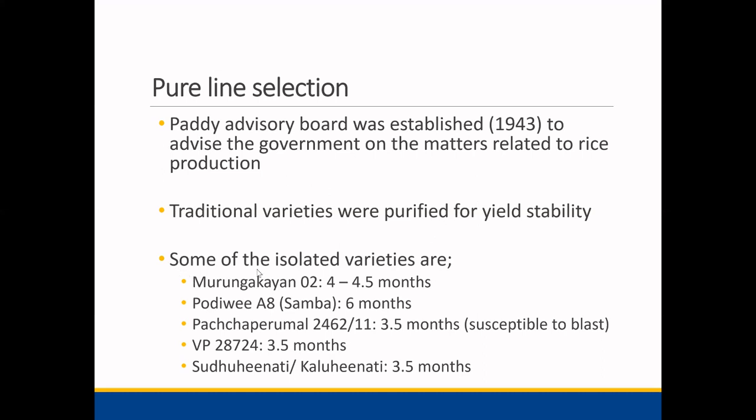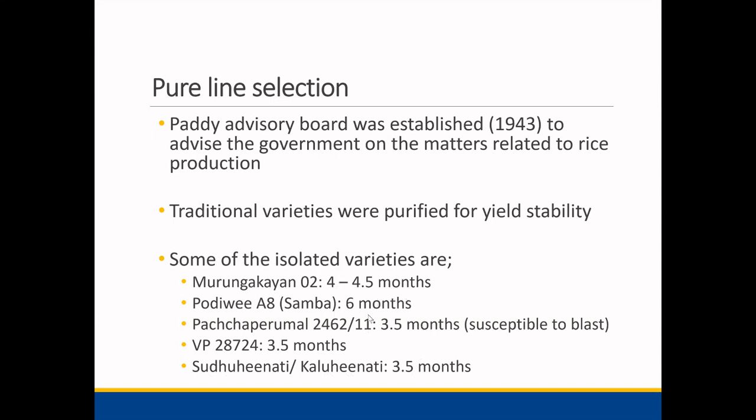So here I put some of these isolated varieties and their duration. So Murungakayan, like Kodivi, right? Pachapemal, right? There are different numbers and they are line numbers. And you don't need to worry about that, right? That BP28724, like, and then this Sudhihinati and Halhinati, those are the varieties selected, isolated from the traditional varieties, right?